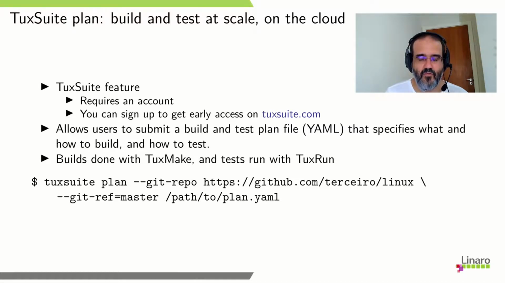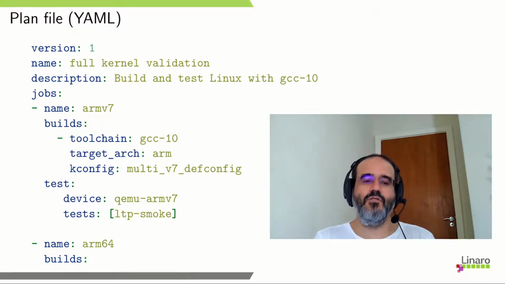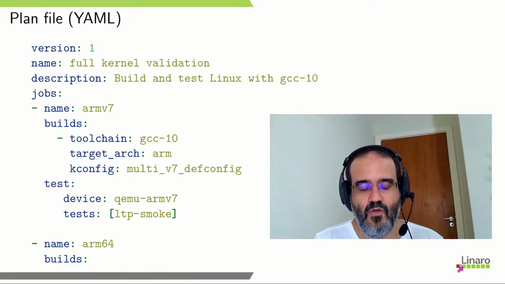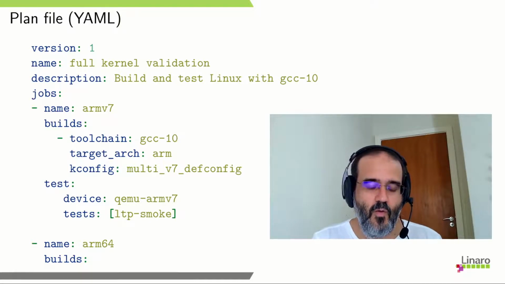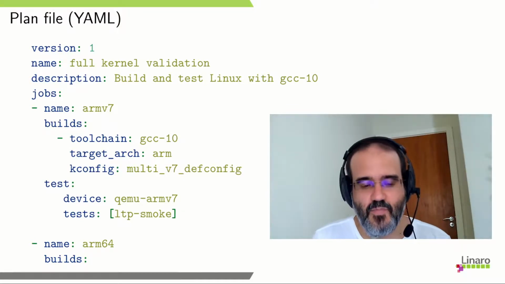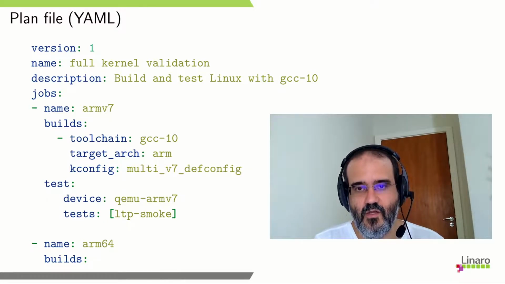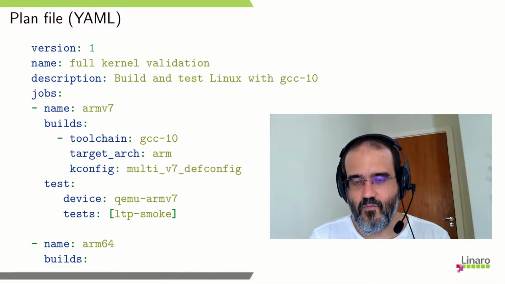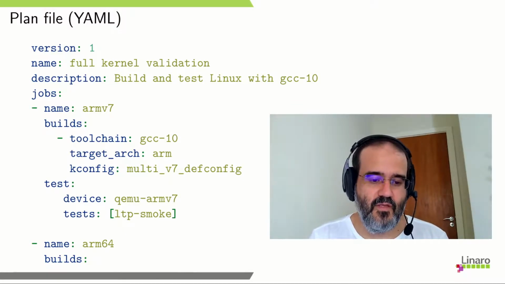Let's look at how a plan file is written. So you have some metadata at the beginning, name and description, and then you specify your jobs. Each job can specify builds and a test to run on those builds. So you probably want to specify one job for each architecture, which is what we are doing in this example. The first job is building ARM v7. Those parameters there, toolchain, target arch, and kconfig, are the same parameters you would expect to pass to TuxMake, and those are just passed through to TuxMake.